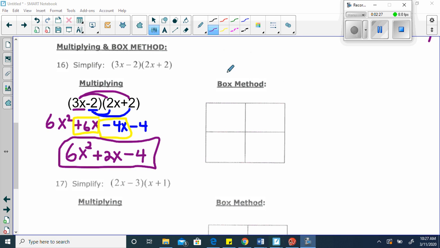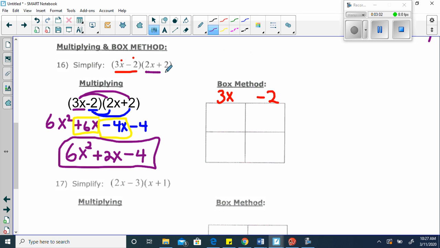Okay, I'm going to show you now how to do the box method. Okay, the box method kind of comes from the idea of area, and a geometric representation. So we're going to find the area of each box or each rectangle here. So I'm going to take this and I'm going to give each term its own box. So I'm going to start here with 3x. Okay, I'm going to give it the box here, the length of this box. I'm going to give negative 2, the length of this box.